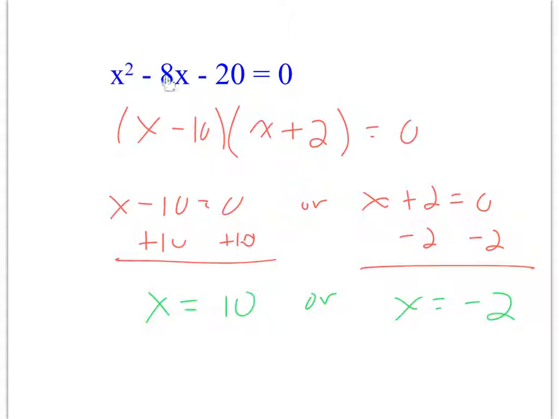We factor. Here are my factors: x minus 10, x plus 2. We set each of those factors to 0. x minus 10 equals 0, or x plus 2 equals 0. When I solve for x, I get x is 10 or x is neg 2. So there are my answers, 10 and neg 2.